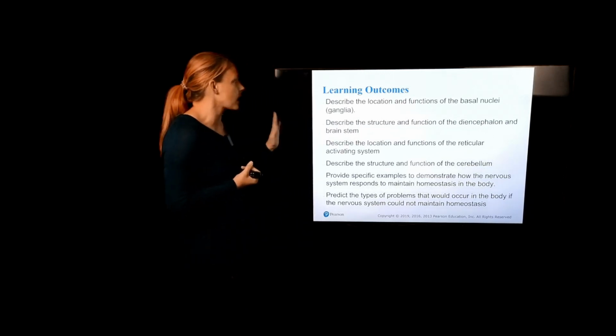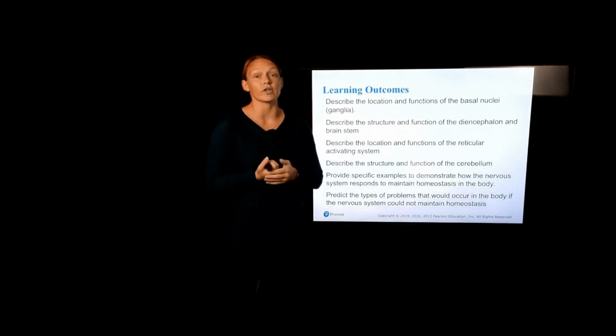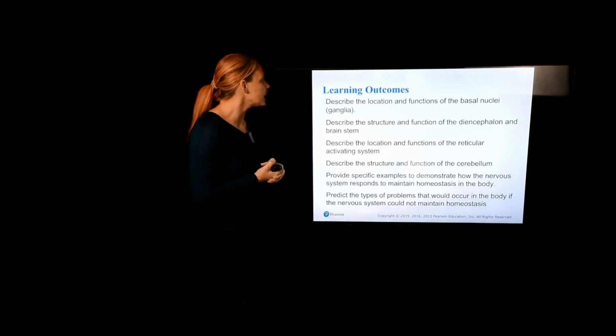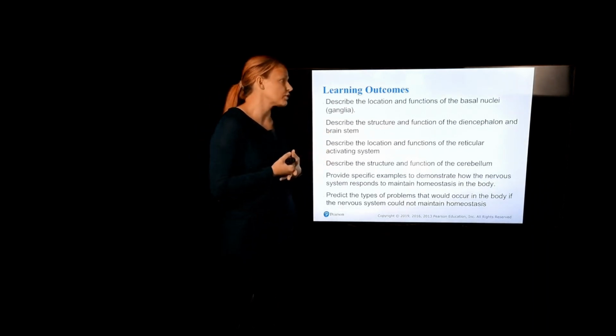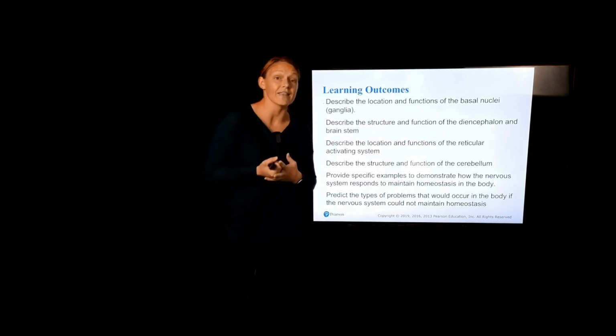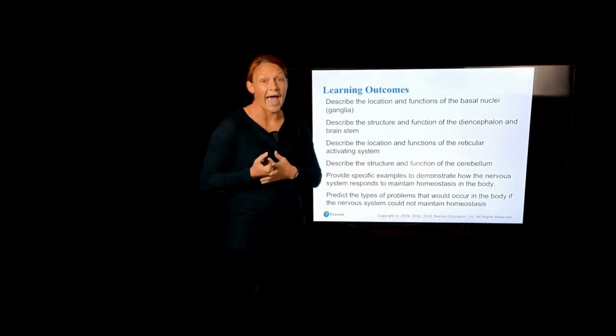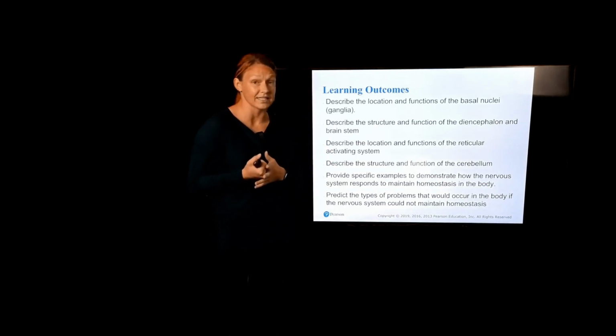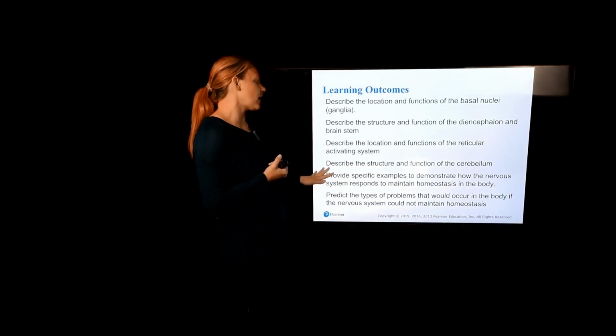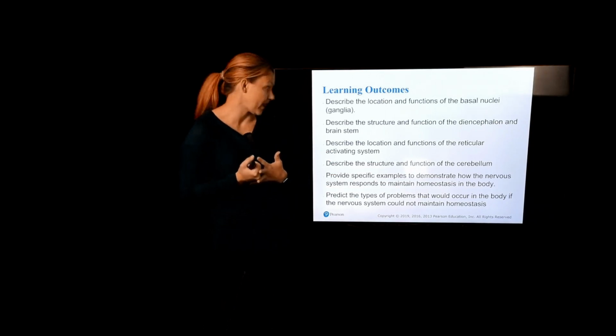So today we're going to be talking about things like the location and function of the basal nuclei. We're going to describe the structure and function of the diencephalon and that brainstem. We're going to look at the location and functions of the RAS, which is the reticular activating system. We're going to describe the structure and function of the cerebellum.